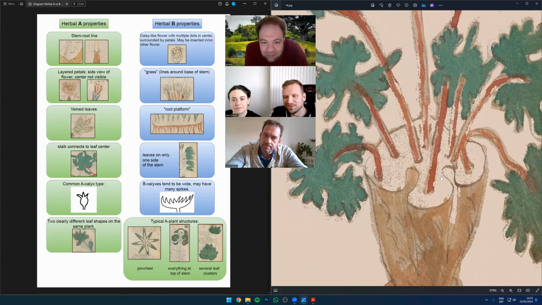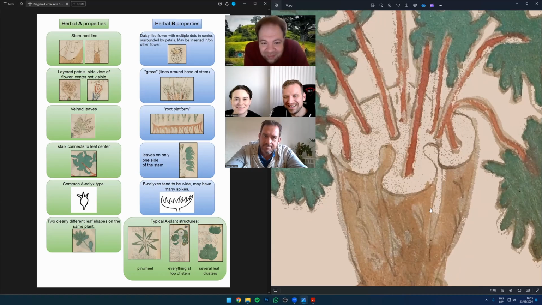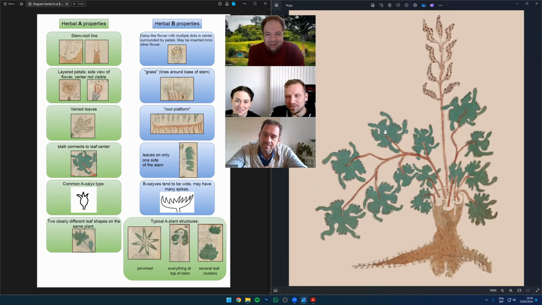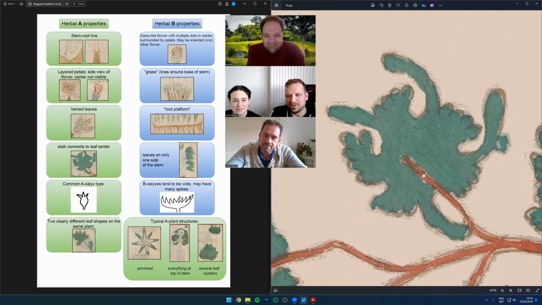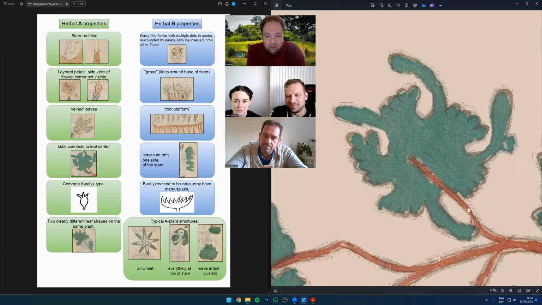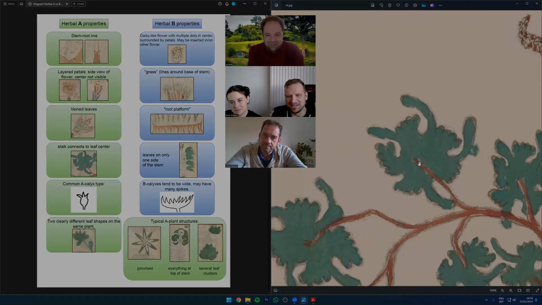I'll zoom in a bit for you. It should be A, yes. It's very quick with the stem root lines. This one's also a really nice example of another A property: the stalk connecting to the leaf center. They draw it all the way and even past the center in this case.